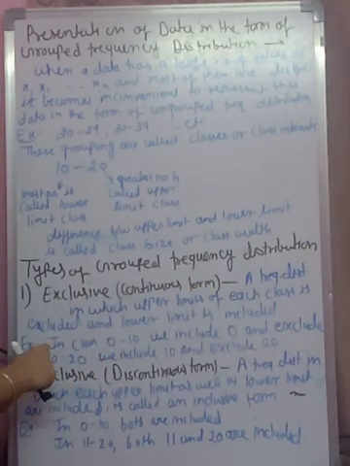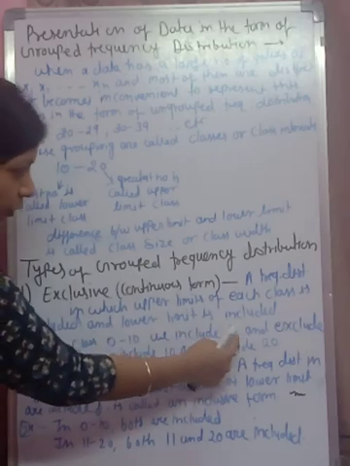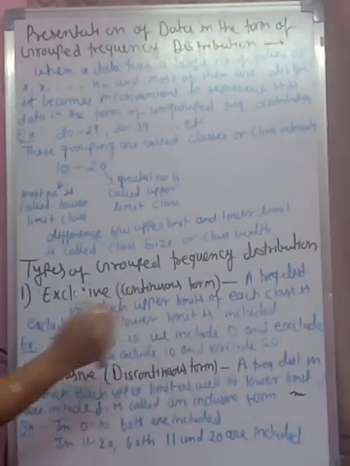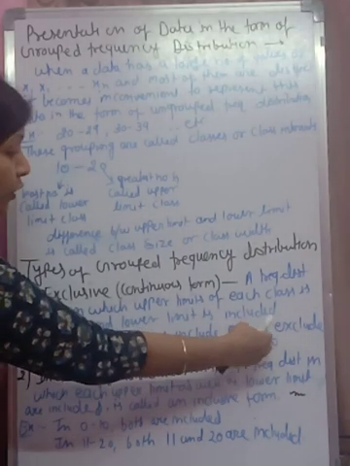For example, in the class 0 to 10, we include 0 and exclude 10. Now in 10 to 20, 10 is included and 20 is excluded.